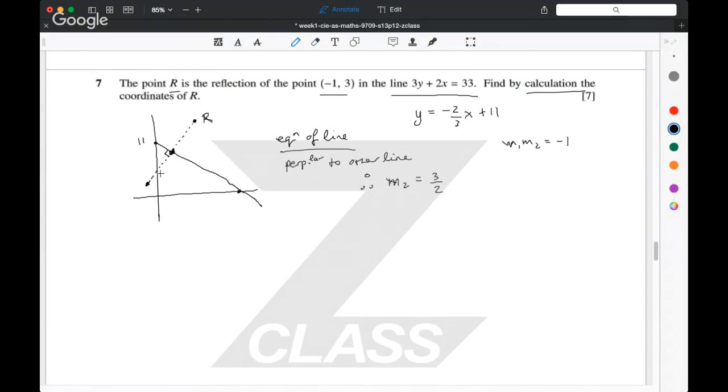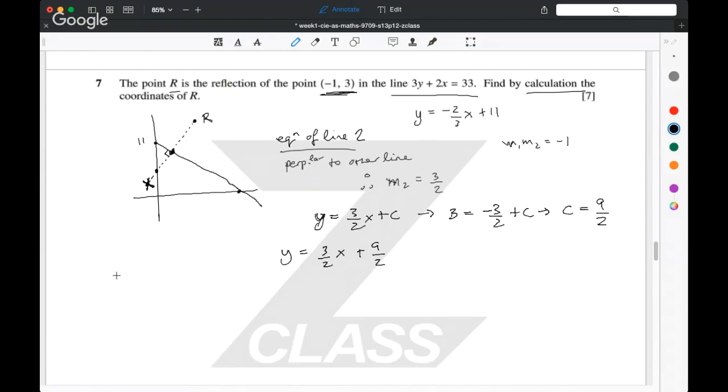You know that this line passes through the point we're given. Of course, the line passes through that point. So y is equal to 3/2 x plus c. And at that point, y is equal to 3, and x is equal to -1. So this means that c must be equal to 9/2. So the equation of line 2 is y is equal to 3/2 x plus 9/2. Great, now we're getting somewhere.